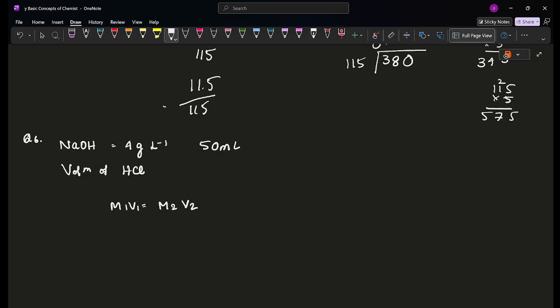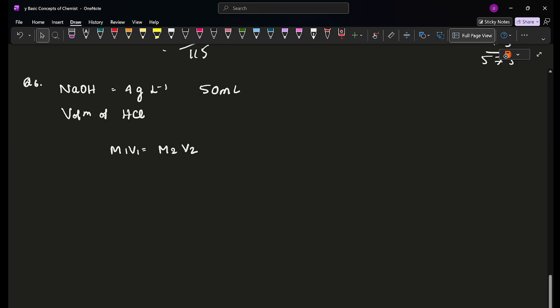So M1V1 is equal to M2V2, and you need to know the molarity. You already know the volume of it. Now they've given it as 4 gram per liter. So if it's 4 gram per liter, to get to know the molarity, we could do 4 gram per liter divided by 40, which gives you 0.1 molar. And we need to find the volume of HCl gas. Further, we need to know the molarity.